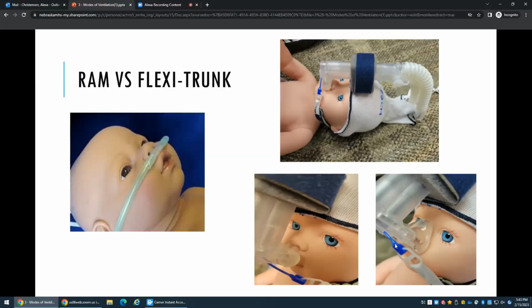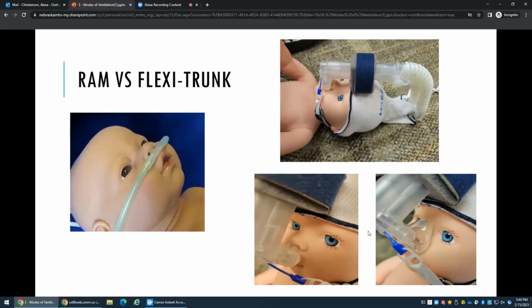Another thing we can use this for: the RAM is designed to have a leak. There is going to be some air. The RAM does not fit super, super tight in the nostril, and some air does leak out, and that's okay. Most babies tolerate that just fine.